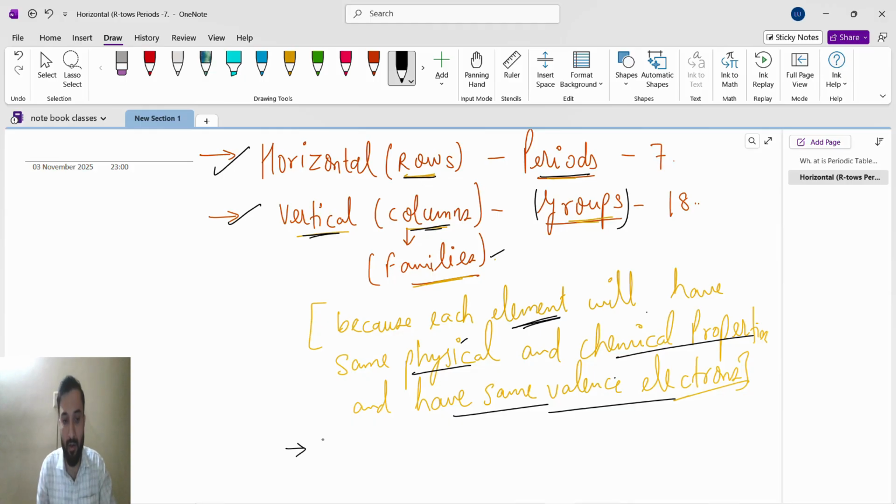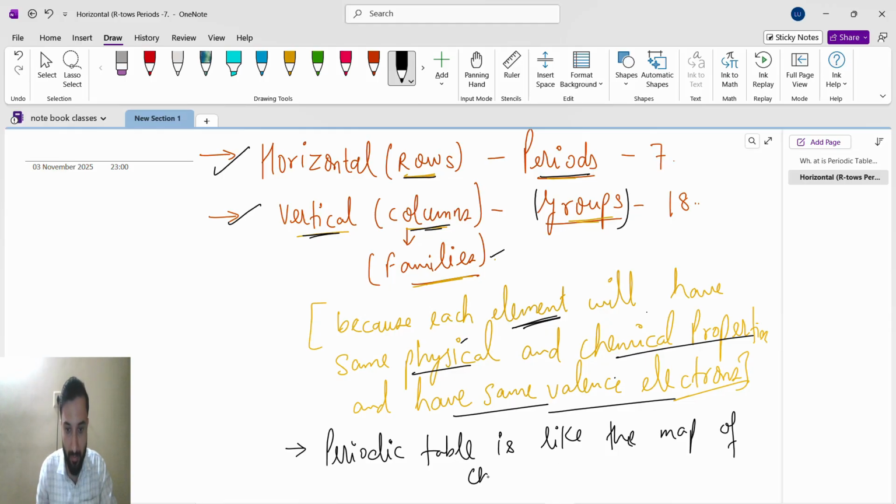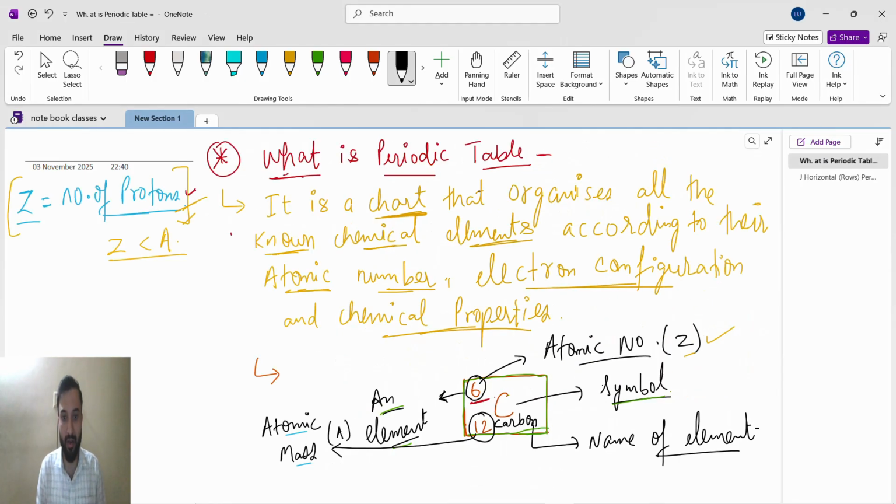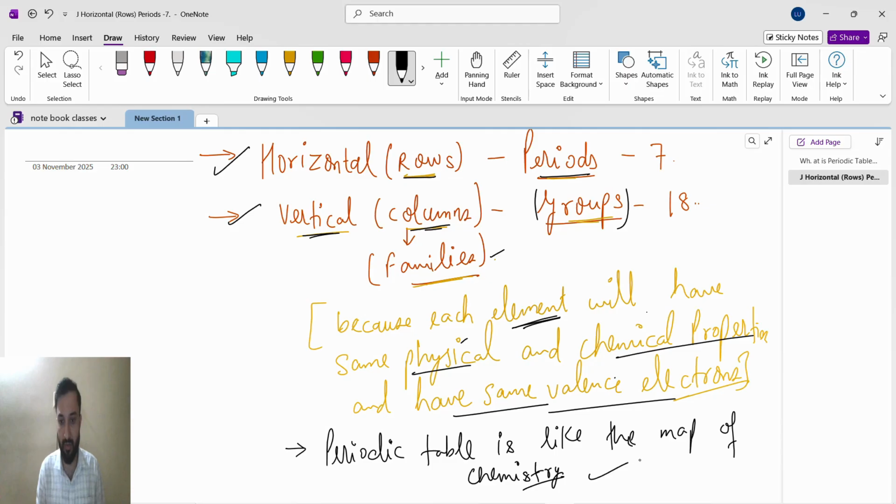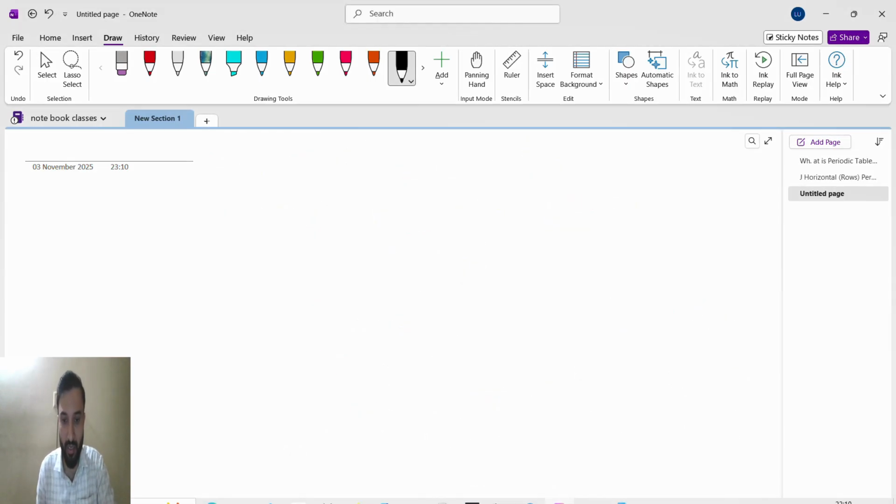Like the last point: the periodic table is like the map of chemistry. You will understand which element is where, and how it is behaving. Okay, that's done. We will write down this thing, then we will move on to the next.